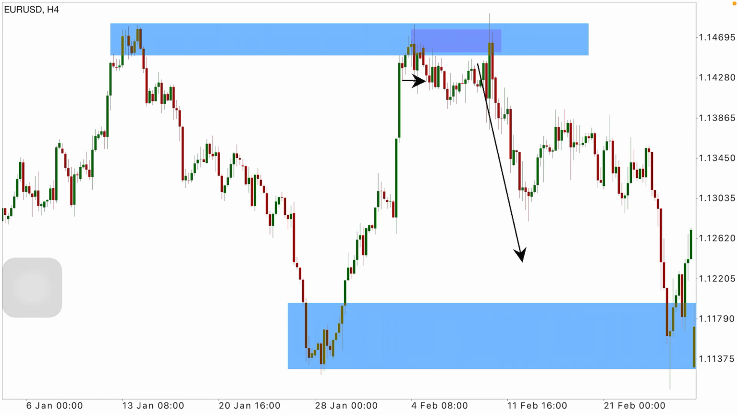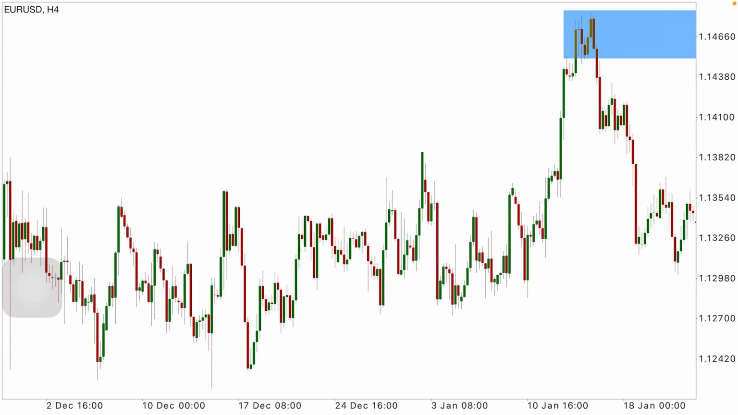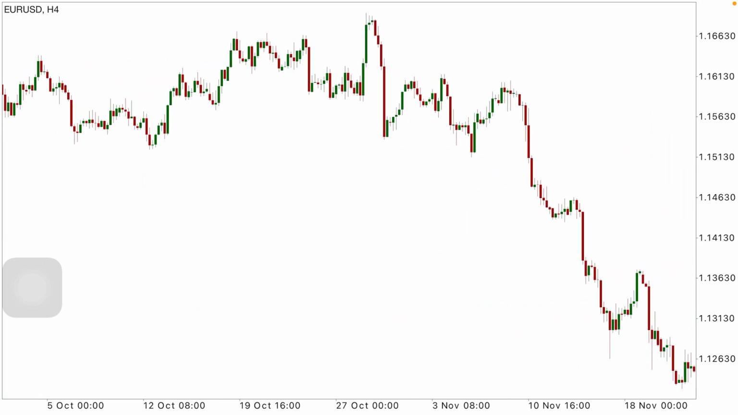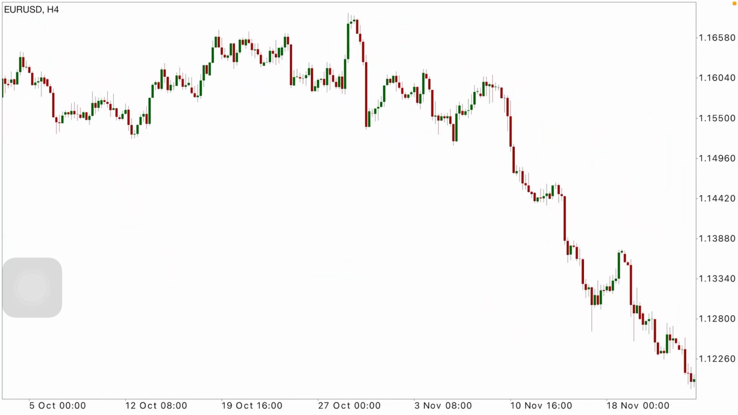But before we wrap up this video, I want to show you that there are two types of demand and supply zones. The first zone is called the rally base drop supply zone. We have two types of supply zone: the rally base drop supply zone and the drop base drop supply zone.